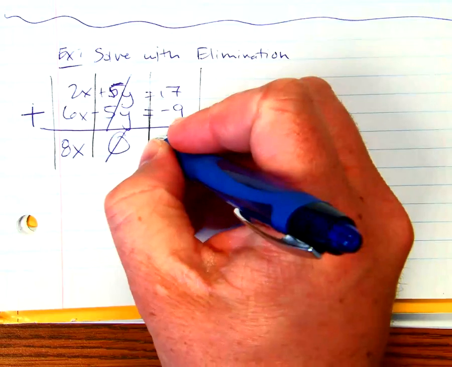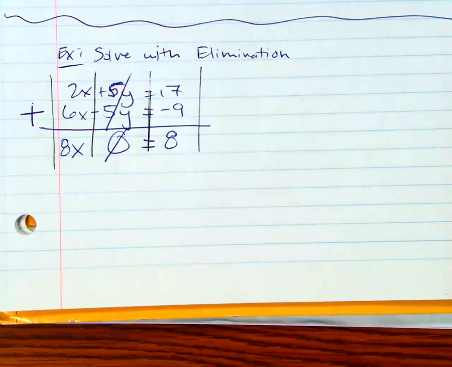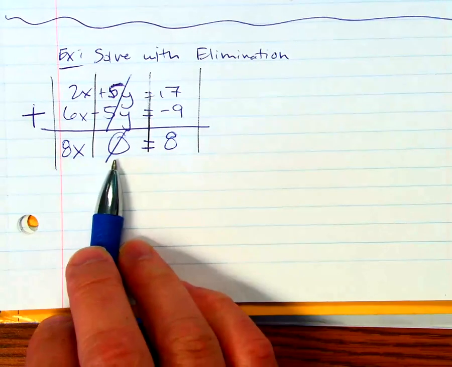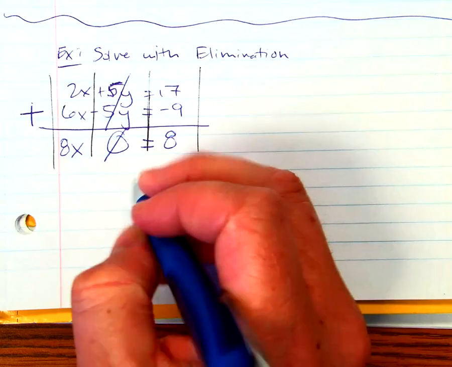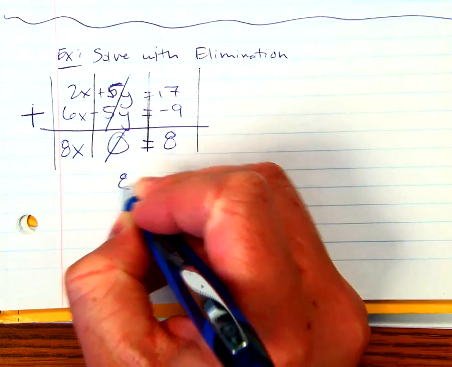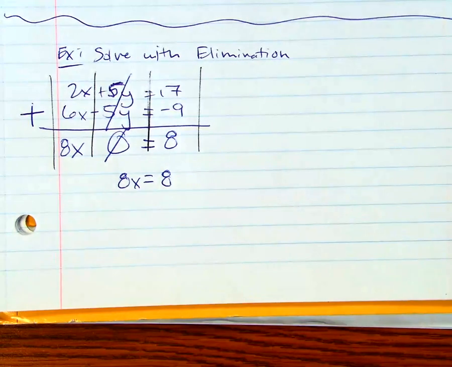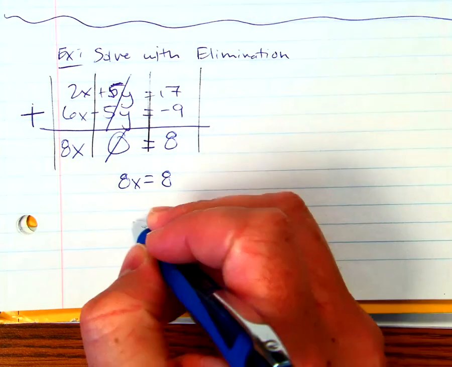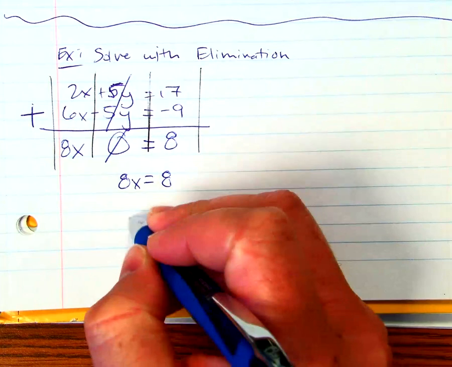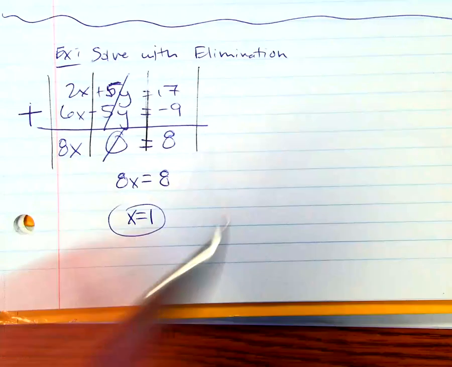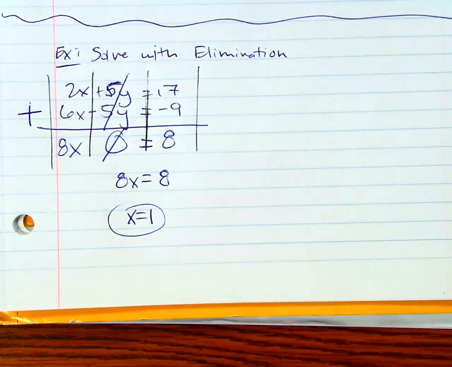Please don't forget there is an equal sign right here. Do I need the 0 in an equation? No. 0 is not necessary, so here's what I've created. I've actually, through elimination, made a very, very simple one-step equation to find out what x is. Which means that x is obviously what? 1.